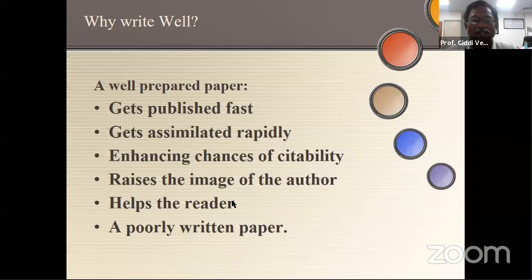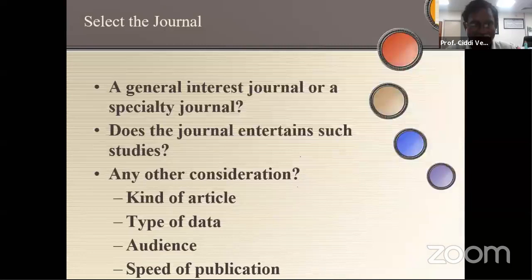Now, if you apply for a job, they will ask you, what is your citation index? I'm sure people are facing a lot of problems with citations, impact factor, ResearchGate score, this scale. That is only to assess your research capability. And if your citations are more, your image will also go up. Based on your citability and the index, it will help readers authenticate, and a poorly written paper will not be assimilated, and you need some antacid to digest it.